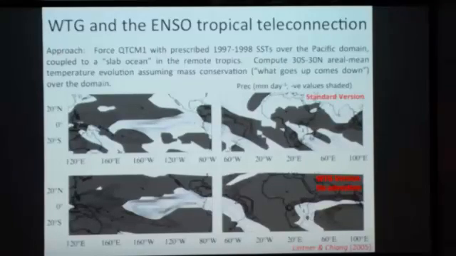When we make this the weak temperature gradient version, you get the sort of pattern that you expect in the Pacific. I mean, the details are different. You also get a reduction of precipitation across the remote tropics, but you'll notice there are some interesting differences that we see, which might be peculiar to this particular model. But the essential take-home message of this study was that we can understand this ENSO teleconnection in the context of this WTG model.